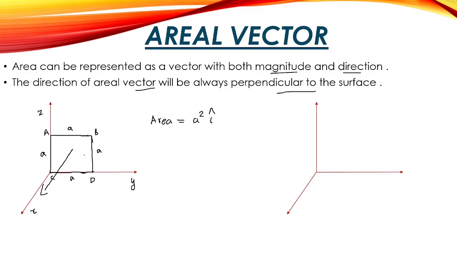Okay. And it can also have another direction, that is in the minus x-axis direction. That is, from here it can go like this also. That is the minus x direction. So we can write area is equal to, again, it can have both directions, a square times plus or minus i cap.